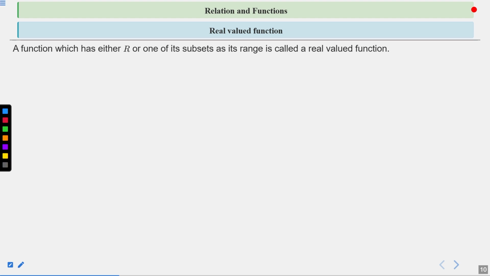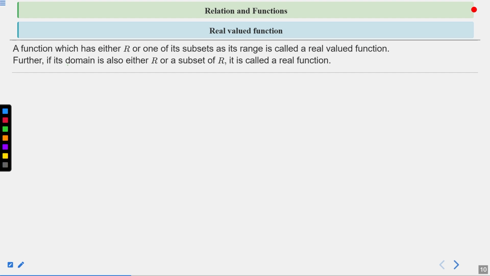Now, real valued function. A function which has either R or one of its subsets as its range, we call it a real valued function. Clear? So a function which has either R, meaning the whole set of real numbers, or one of its subsets as its range, then we will call such a function a real valued function. Simple.